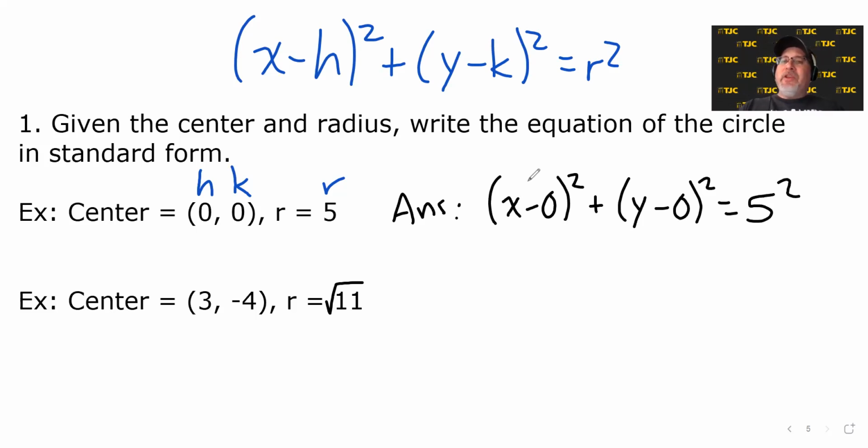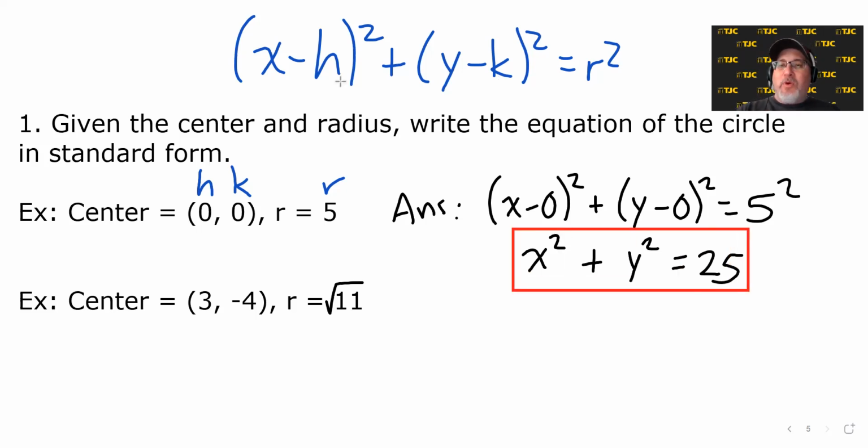And once you set up the equation, you look for things to clean up. For example, don't ever leave a minus 0 unfinished. So 0 is the only number where you can always complete the subtraction. X minus 0 is x, and since there's only a single term in the parentheses now, I don't need them anymore, and I can just write x squared. Similarly, I can write y squared. And the other thing to clean up is square your radius. My radius was 5. It's getting squared. 5 squared is 25. The equation of a circle with center 0, 0 and radius 5 is x squared plus y squared equals 25.